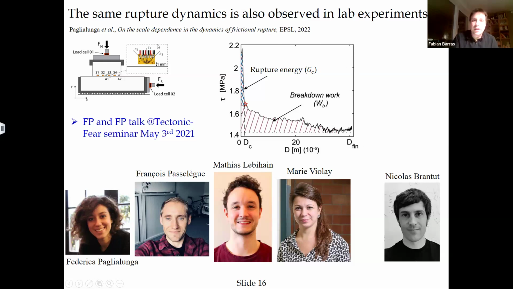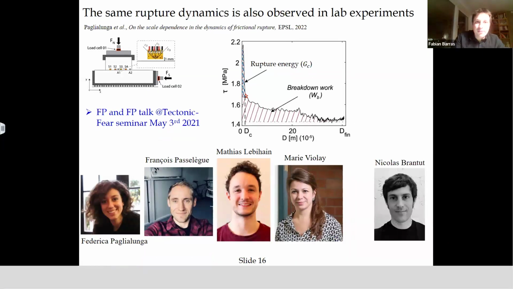It's the same type of plot that I just showed you for simulation, but this one is constructed from experiment between PMMA, and they observe the same type of physics: the rupture energy is associated with this very rapid weakening in the beginning. That's what controls the propagation of the frictional ruptures. And you have some significant amount of breakdown work that can arise afterward. If you want the details of this nice experiment, you can have a look again at the former Monday seminar that was done by François and Federica, I think in 2001, where they present, among other experiments, this setup.